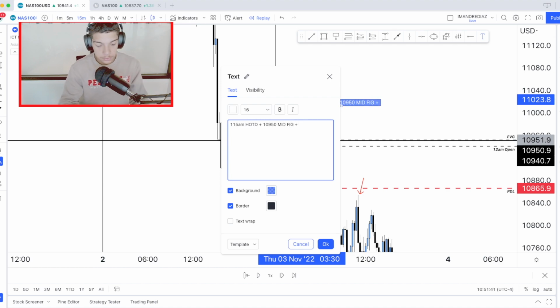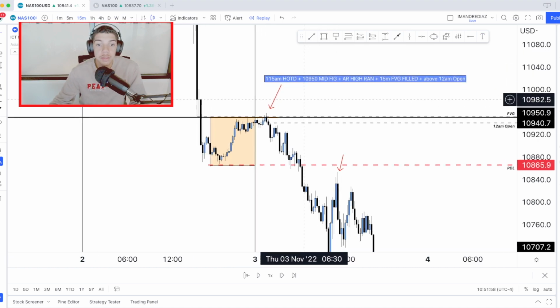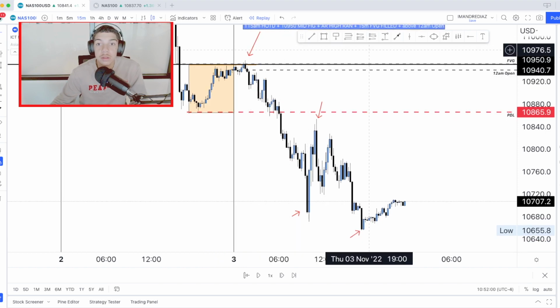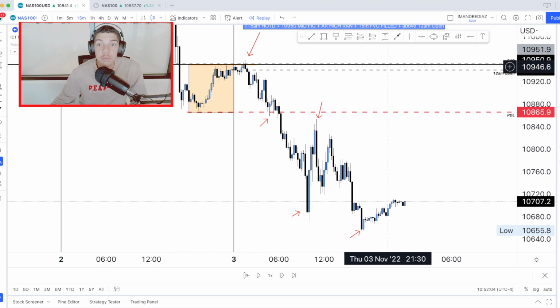along with Asian range high got ran, along with the 15-minute fair value got filled in. And we were also above the 12 a.m. open. Look at all those confirmations for this area and price that ended up being the high of the day. Then from here, what happened? Price ended up running down, targeting the Asian session low and previous day's low.